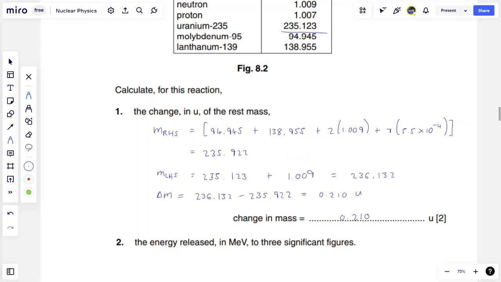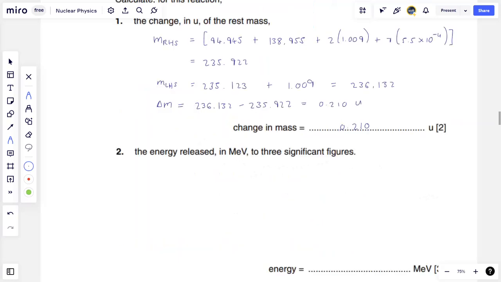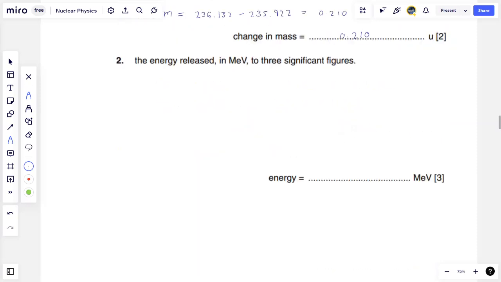I could have simply put all these values into a calculator, found the mass on the right-hand side, done the same for the left-hand side, and found the difference. It was only a 2-mark question. Again, how we actually get there is important. Once we learn the method, actually solving these kinds of problems becomes easier.